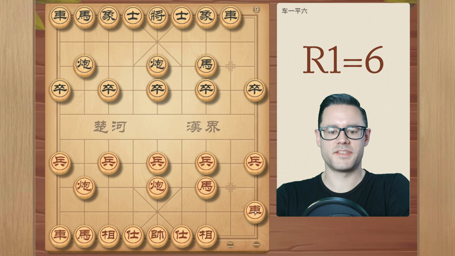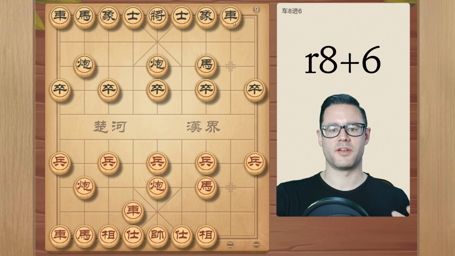R1 equals 6, move our chariot on file 1, R1, sideways to file 6. So central file is 5, so this one right over here is file 6. R1 equals 6. R8 plus 6 on black side. Black moves their 8th file rook forward 6 spaces. So that's this one here, 1, 2, 3, 4, 5, 6.